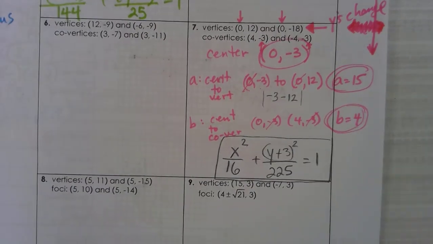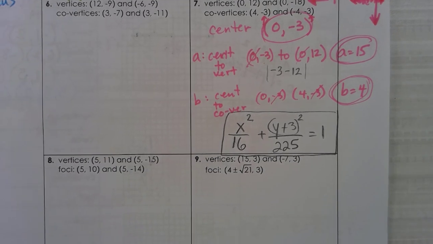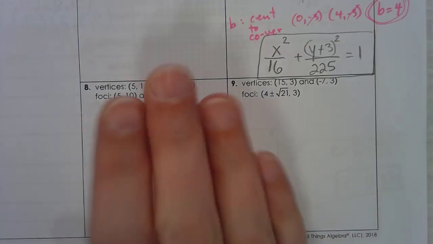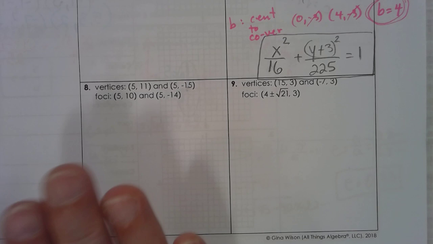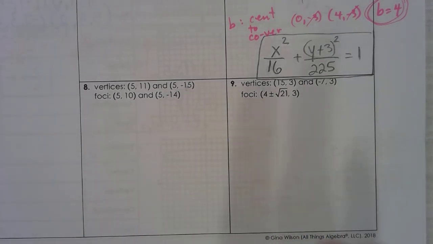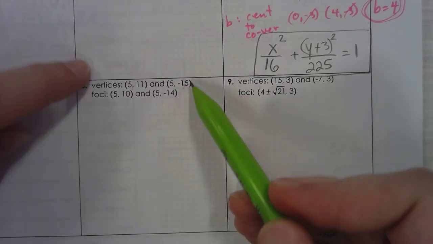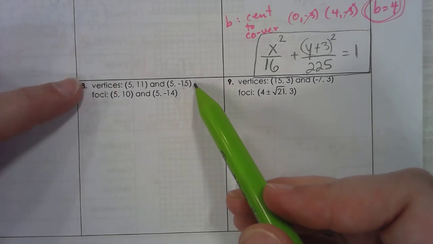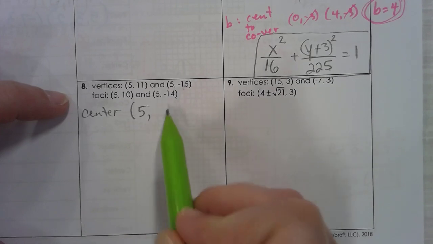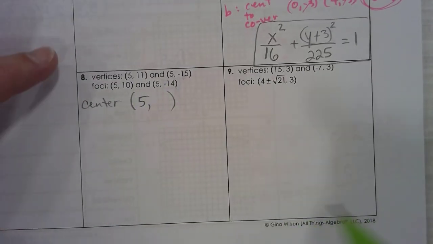We'll get there. Let's talk about foci for just a second. All right, so on number 8, we're not going to write the full equation anymore. We're just going to find our pieces and then go on to the next one. On number 8, we have vertices and we have foci. So again, we can still find the center. Obviously our center is going to start with 5, comma something, because these all have 5s. So I need halfway between any of these.